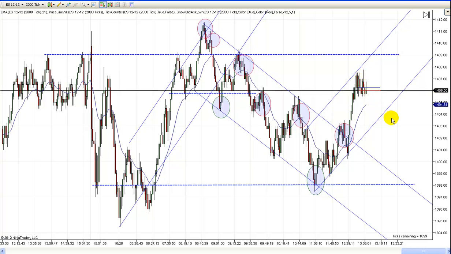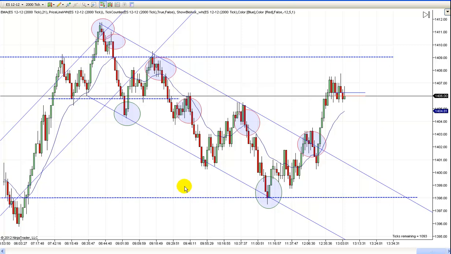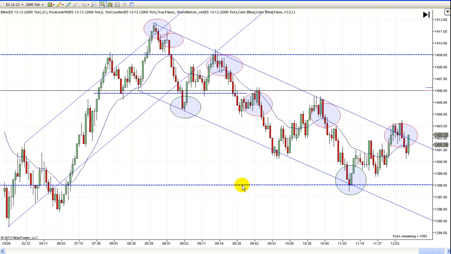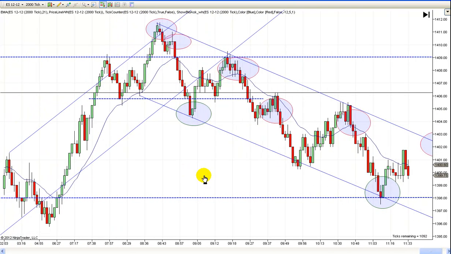We got the test, but anyway, we'll get this off here for now, just so our chart's not too cluttered up. But let's talk about the trades. Let me back out a little bit. We'll talk about the trades.